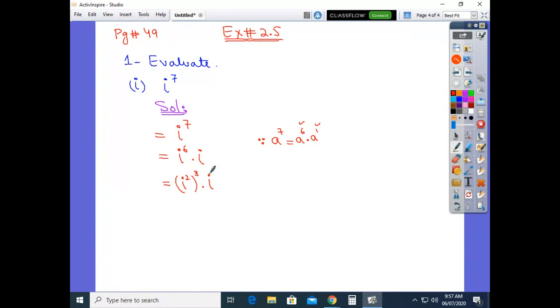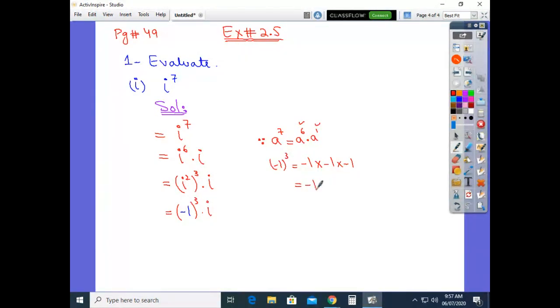And as we know the value of iota square, what is the value of iota square? The value of iota square is -1. Now we replace the value of iota square here. It becomes (-1) cube into iota. If we take (-1) cube, which means that we multiply -1 3 times, the answer is -1.